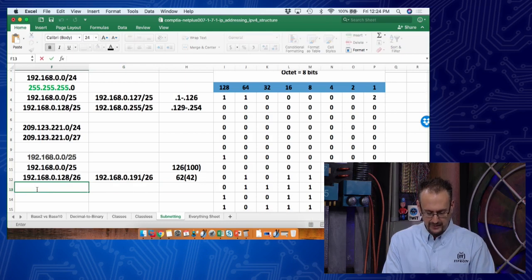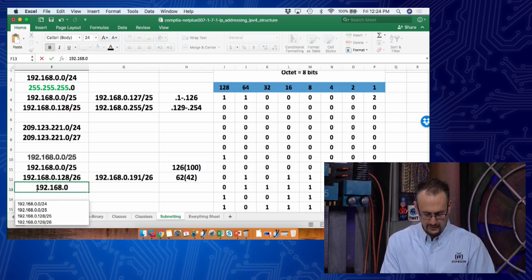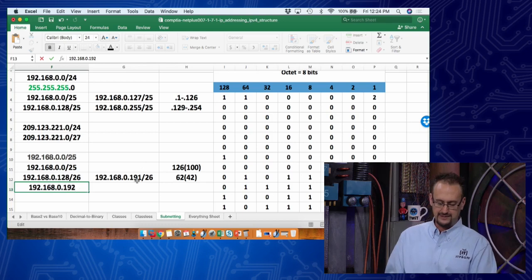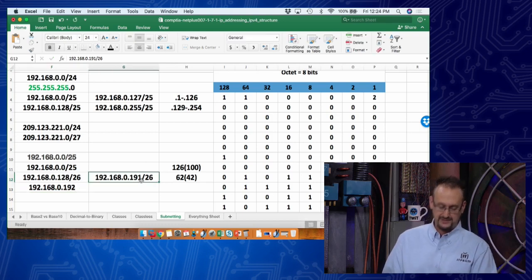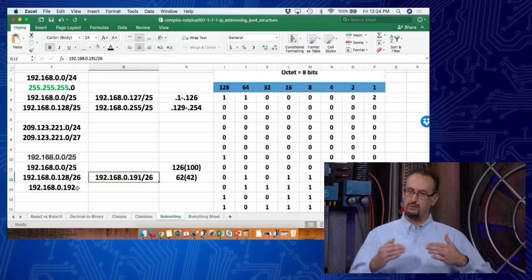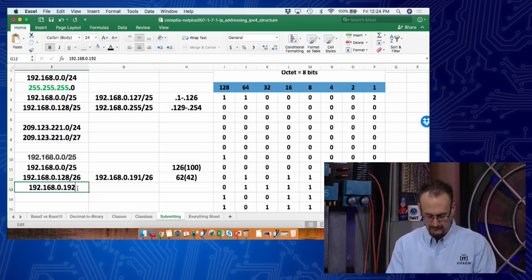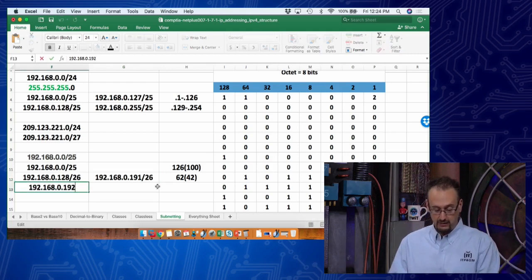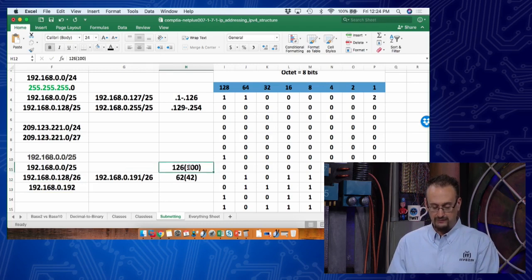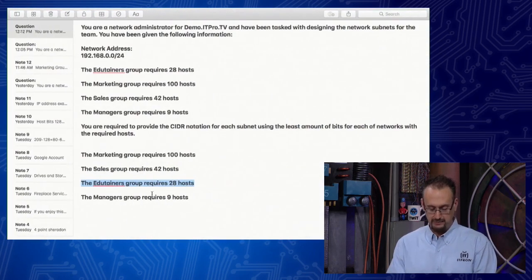That lets me know that the next network that I have to work with is 192.168.0.192, right? So that's the next network ID. If this is the broadcast address for that network, that means the following address has to be the network ID for the next network in line, right? All right, so we've taken care of our first two networks. We've got our 100 host, we've got our 42 host, and we have reduced the amount of waste.